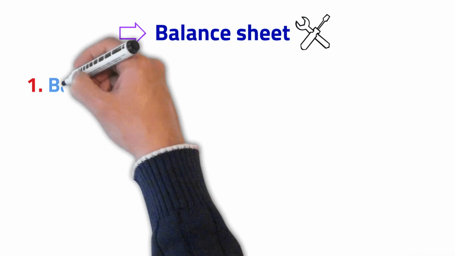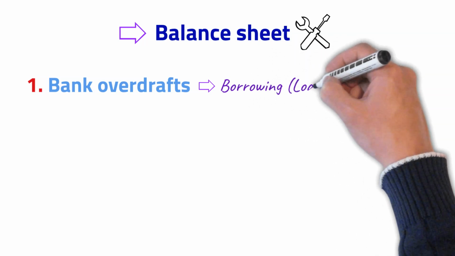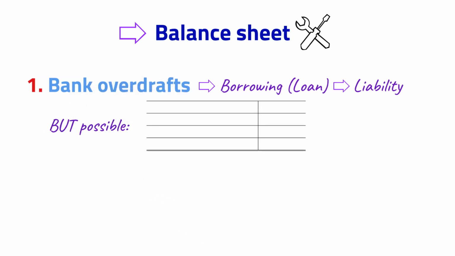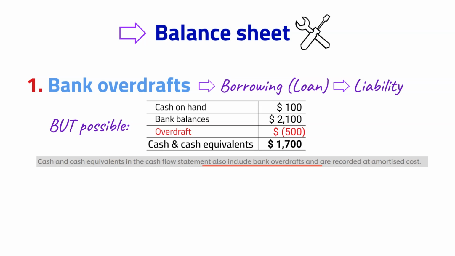First one, bank overdrafts. If your bank account is allowed to go negative and you actually use that facility, under many frameworks it is a short-term borrowing, not negative cash. It is usually shown in current liabilities as bank overdraft. But in some financial statements, if the overdraft is part of day-to-day cash management, it can be netted into cash and cash equivalents. The accounting policy or notes to the financial statements should explain that.